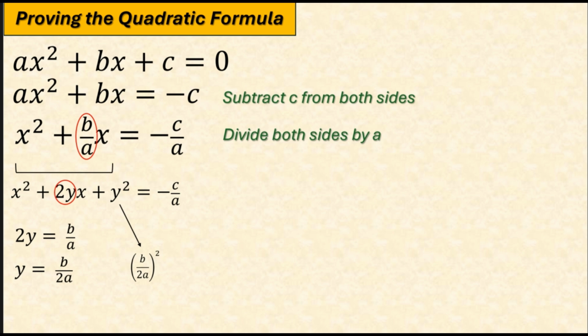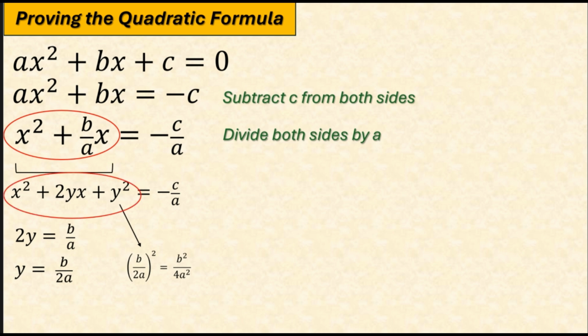Now that we know what our y is, we can also know what our y squared is by rewriting it as (b over 2a) squared. And this is equal to b squared over 4a squared. Now we can notice that the only difference between this part of the equation and this part of the equation, since these terms are equal, is the y squared term.